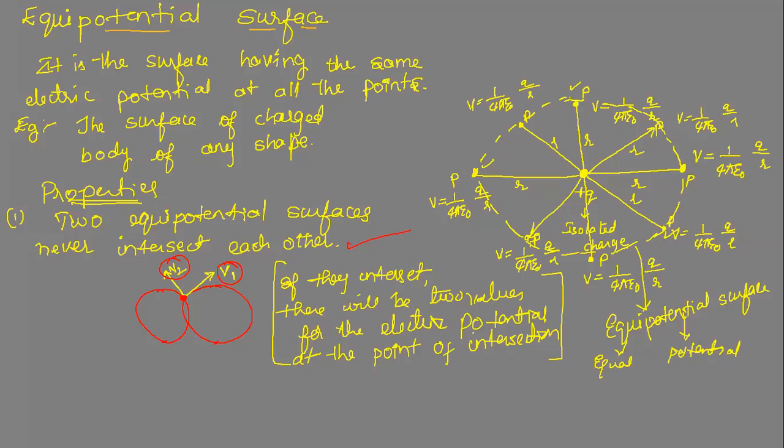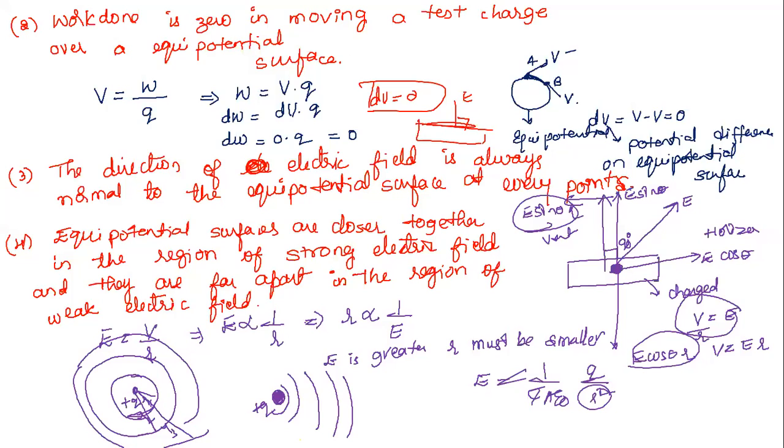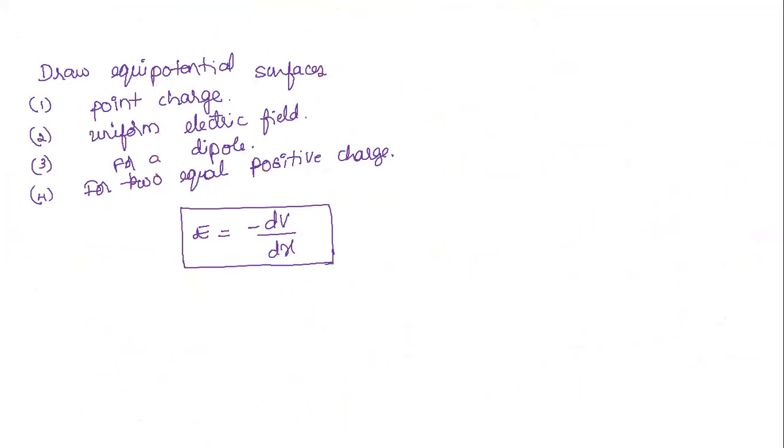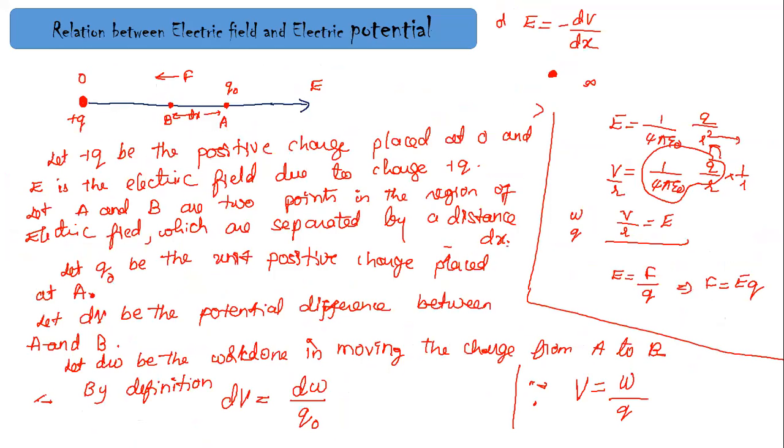Later we studied the equipotential surface. This is very, very important; a 3 marks question will be there. Either they will ask the definition of equipotential surface, or ask you to write the properties of equipotential surface, or ask you to draw the equipotential surface. So what are the cases that we have studied, and what is the significance of these properties that we have studied. Then we got the relation between electric field and electric potential.